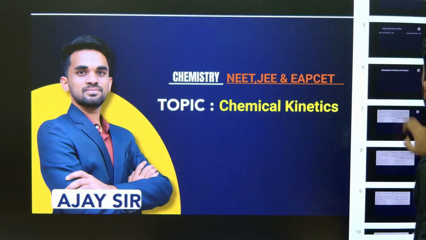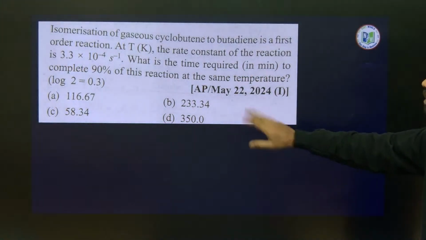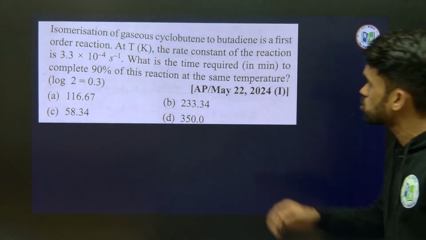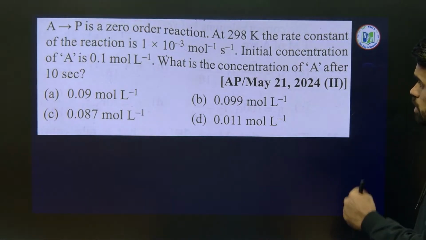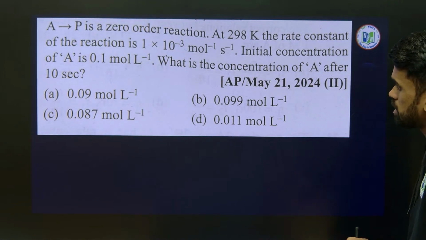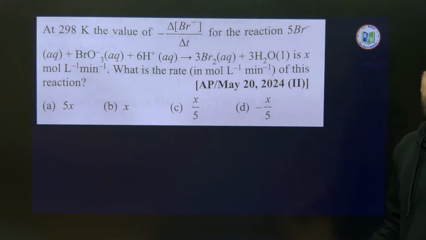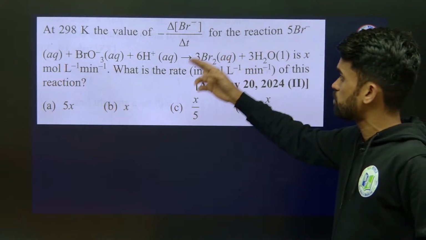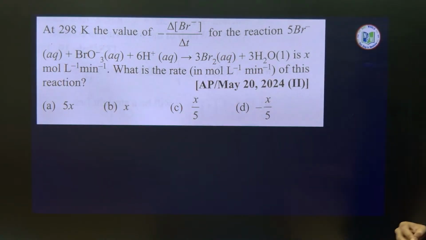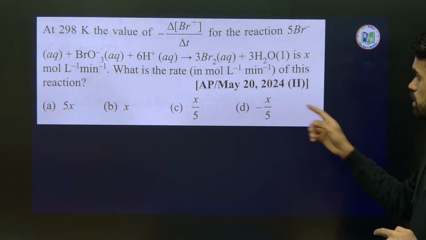These are all the questions that I have collected from EAPCET and solved in the previous discussion. Look at this one, this is a zero order reaction. We need to write a rate expression, and from that express the rate of this particular reaction out of these 4 options.